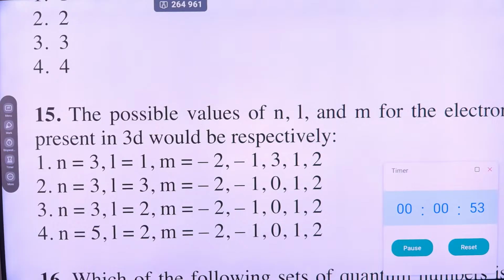The possible values of n, L and m for the electron present in the 3D orbital would be, respectively. It's a very easy question. I think you can easily answer.